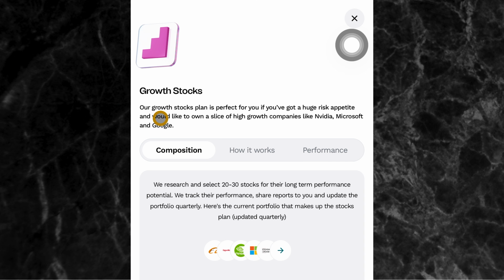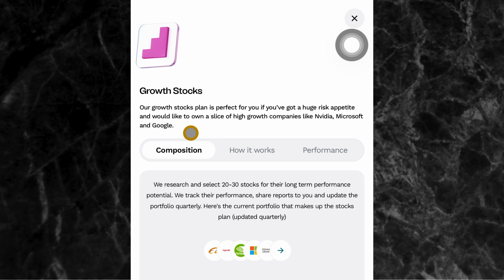And you can see right here, it says our growth stocks plan is perfect for you if you've got a huge risk appetite and would like to own a slice of high growth companies like Nvidia, Microsoft, and Google. So they are only focusing on growth stocks. They don't want to focus on maybe dividend stocks.